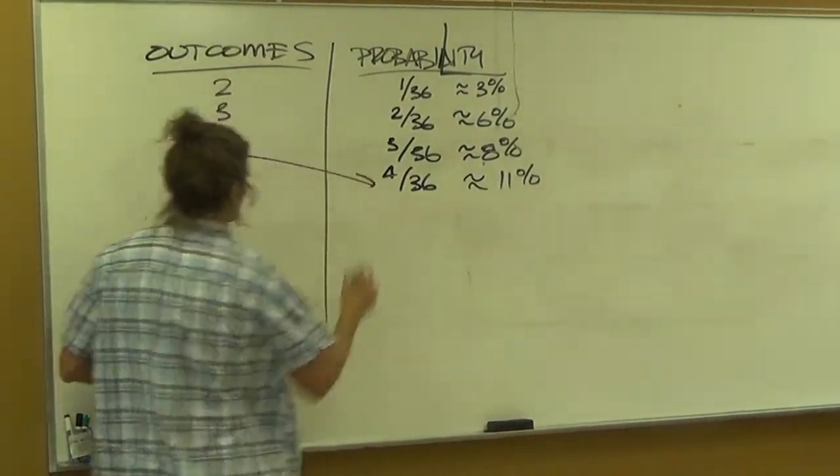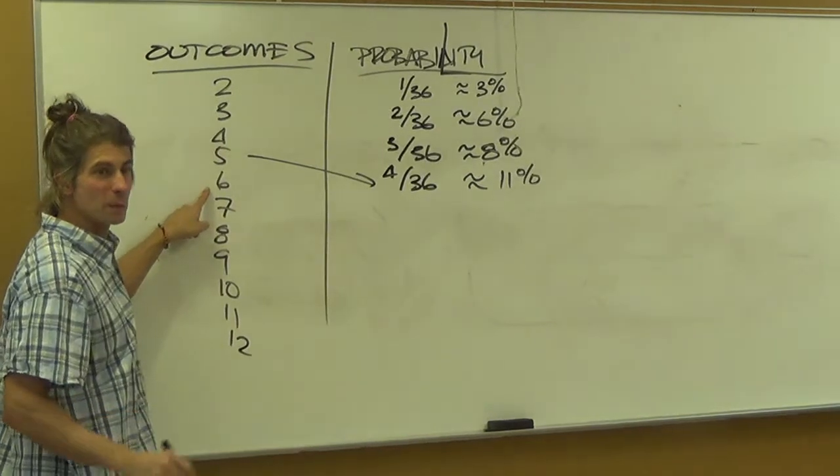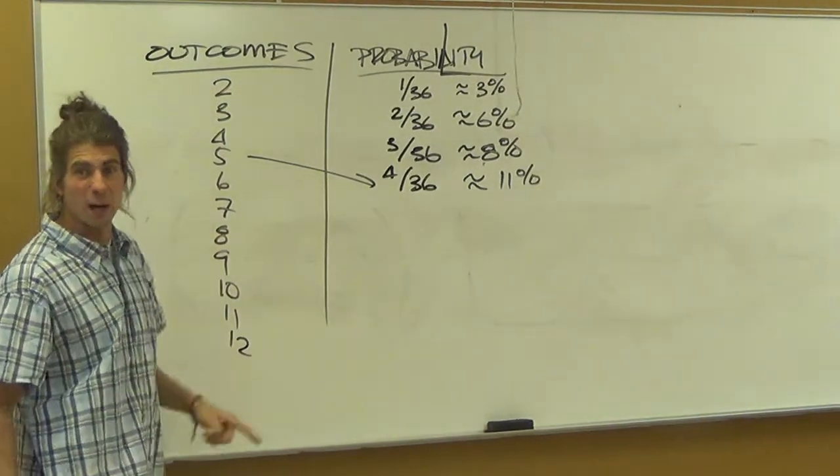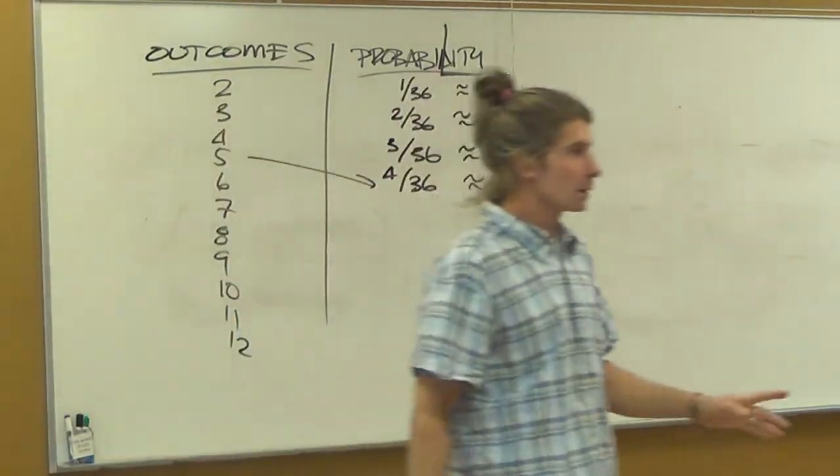What are we up to? We're at 5. We're at 6. Try to predict what 6 is going to be. There should be 5 outcomes. Let's see if you can do it without using the dice.